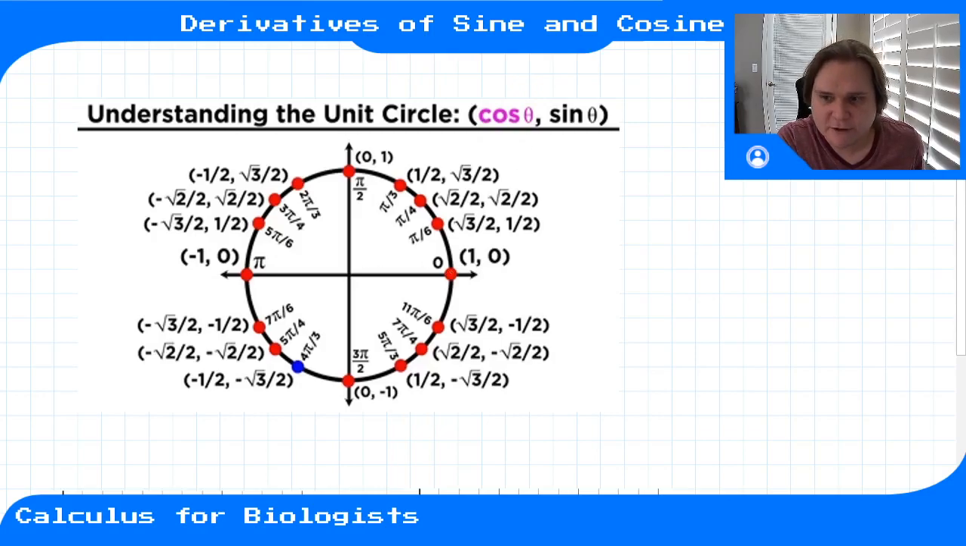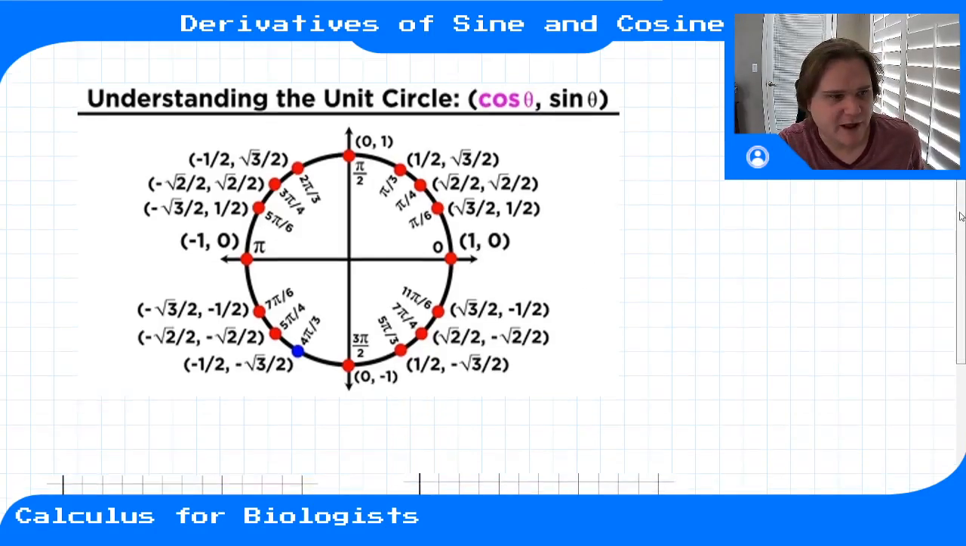At theta equals zero, cosine of zero is one, and sine of zero is zero. And then at angle pi over six, cosine of pi over six is root 3 over 2, and sine of pi over six is a half. So based on this unit circle, you can pull out any angle and get the sine and the cosine value.